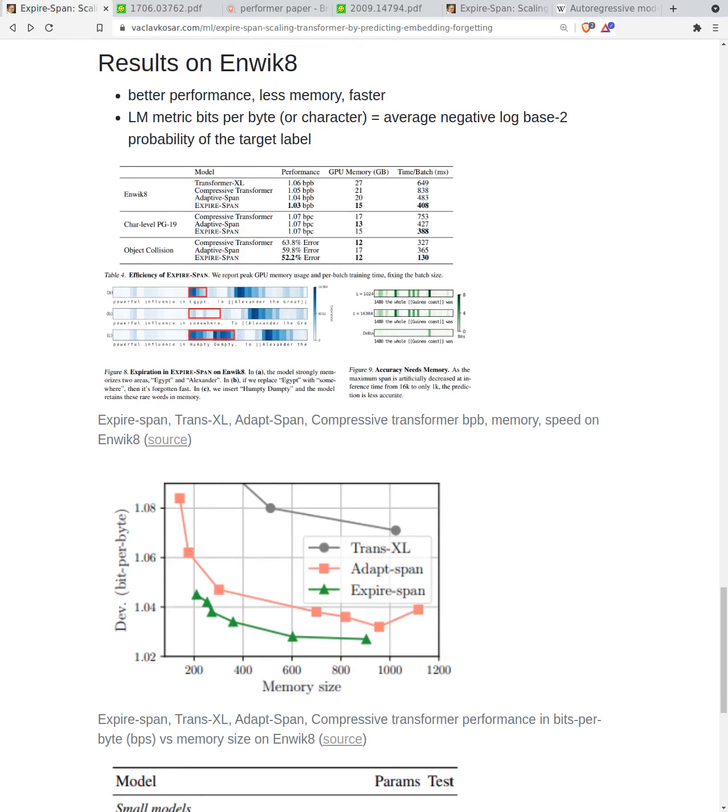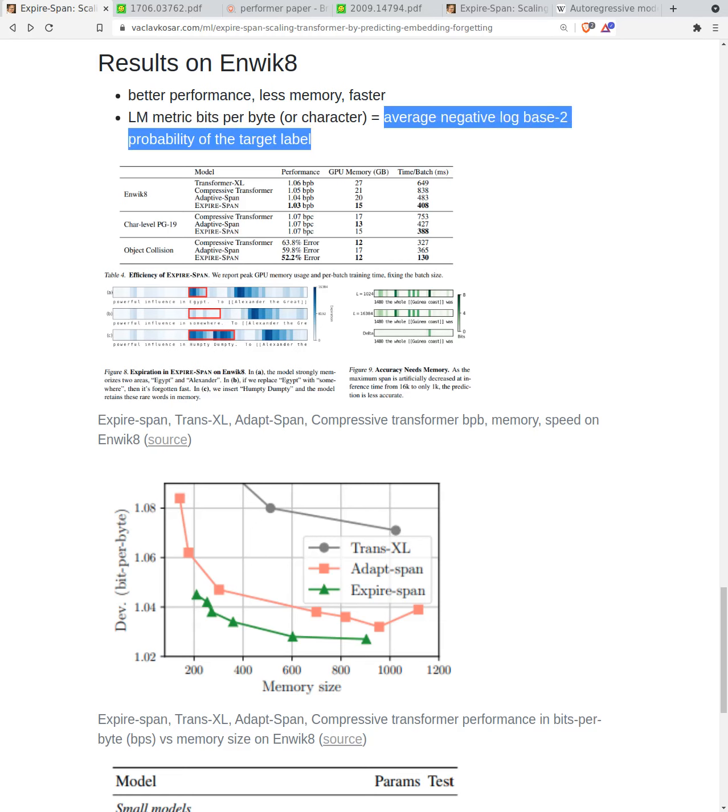This model outperformed on enwik8, English Wikipedia, compared to similar models. Compared to Transformer-XL, Compressive Transformer, and Adaptive Span, Expire-Span had better performance, required less GPU memory, and time per batch was lower. What is actually this metric? Bits per byte. That's a language modeling metric. It's basically the average of the negative log base 2 probability of predicting the target label.